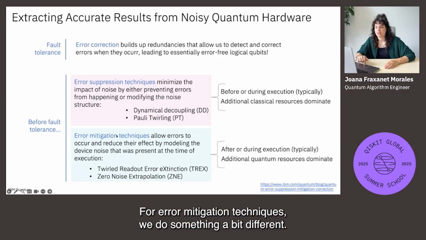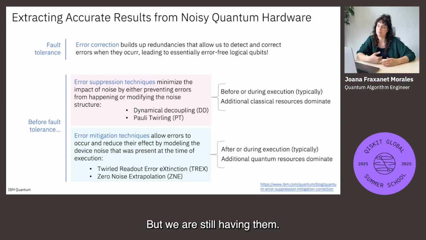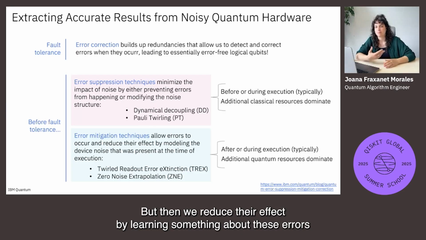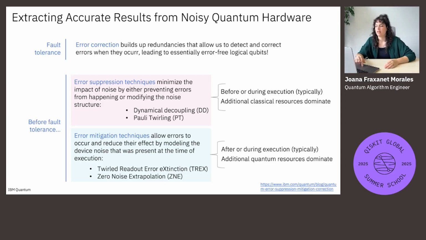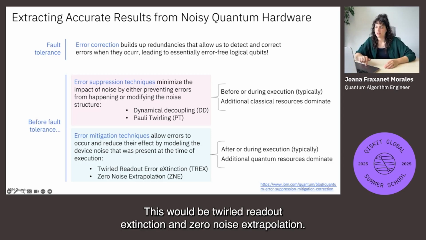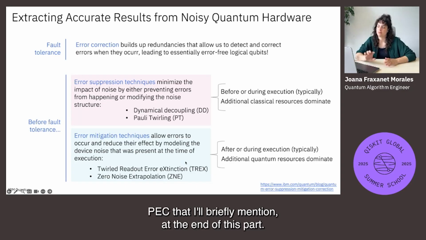For error mitigation techniques, we do something a bit different. We allow errors to occur. So we're not changing the circuit to avoid them, but we're still having them. But then we reduce their effect by learning something about these errors when we're executing, and then compensating for them. This would be twirled readout error extinction and zero noise extrapolation, two techniques that I will explain. We would also see here PEC that I'll briefly mention at the end of this part.